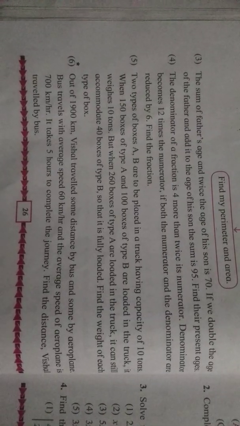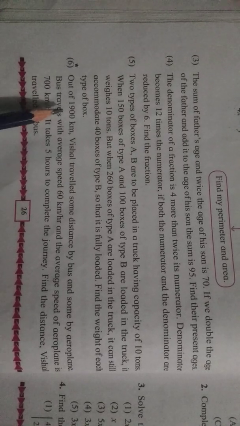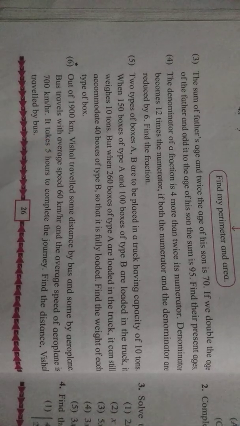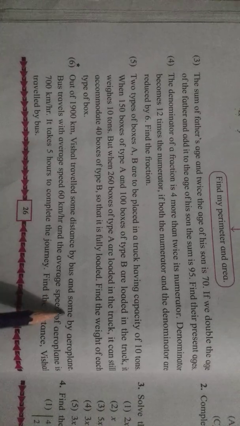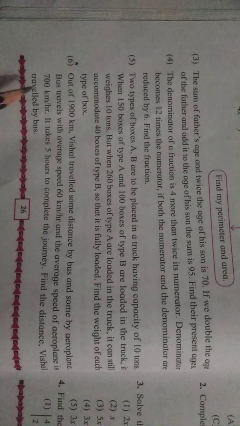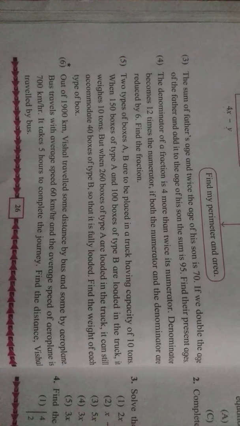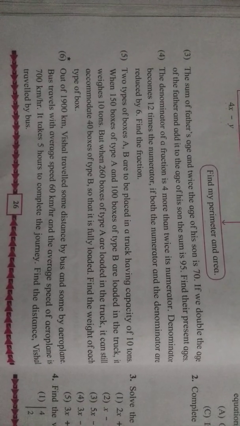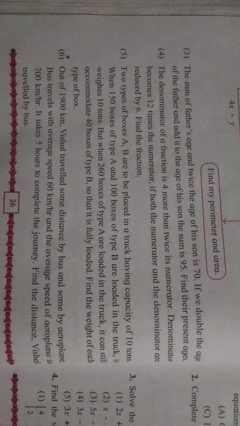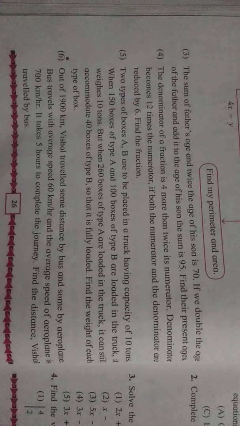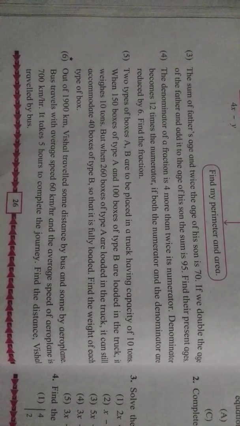Students, sum number 6. Out of 1900 kilometers, Vishal traveled some distance by bus and some by aeroplane. The bus travels with an average speed of 60 km per hour and the average speed of the aeroplane is 700 km per hour. It takes 5 hours to complete the journey. Find the distance Vishal traveled by bus.